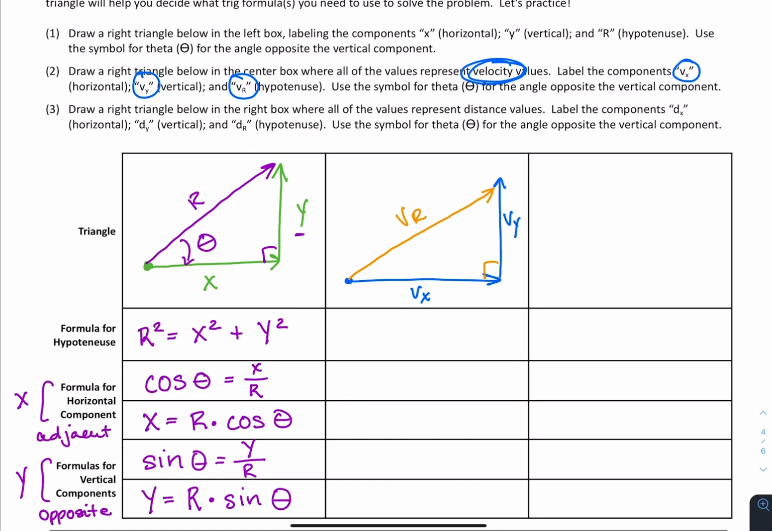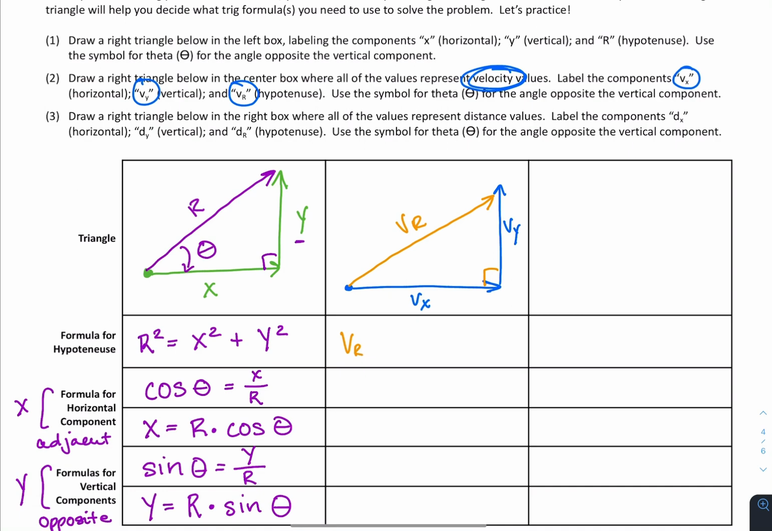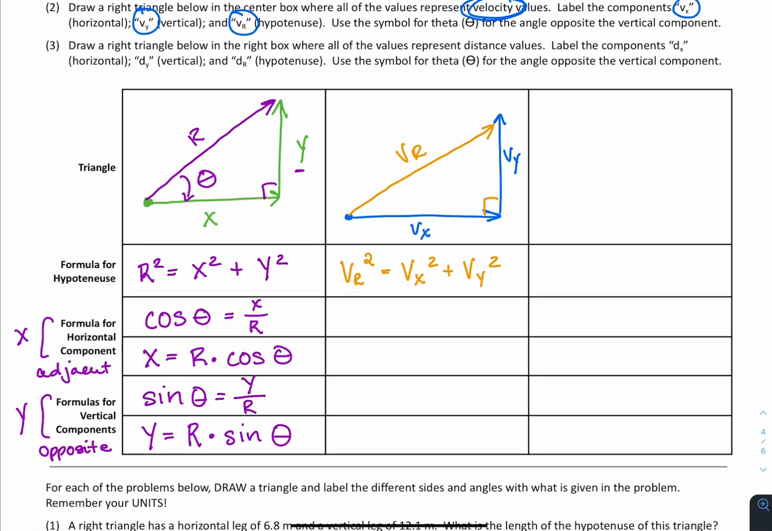Again, we've got a right triangle. If we're going to solve for the value of vr, then vr squared is going to be equal to vx squared plus vy squared. So there's Pythagorean's theorem. If instead we're looking for one of the components, we can either look at the adjacent or the opposite. We know that the cosine of the angle is going to be equal to the adjacent, which is vx, divided by the hypotenuse, which is vr, or rearranged, vx equals vr times the cosine of theta. If instead we're looking at the opposite leg, that's going to be vy.